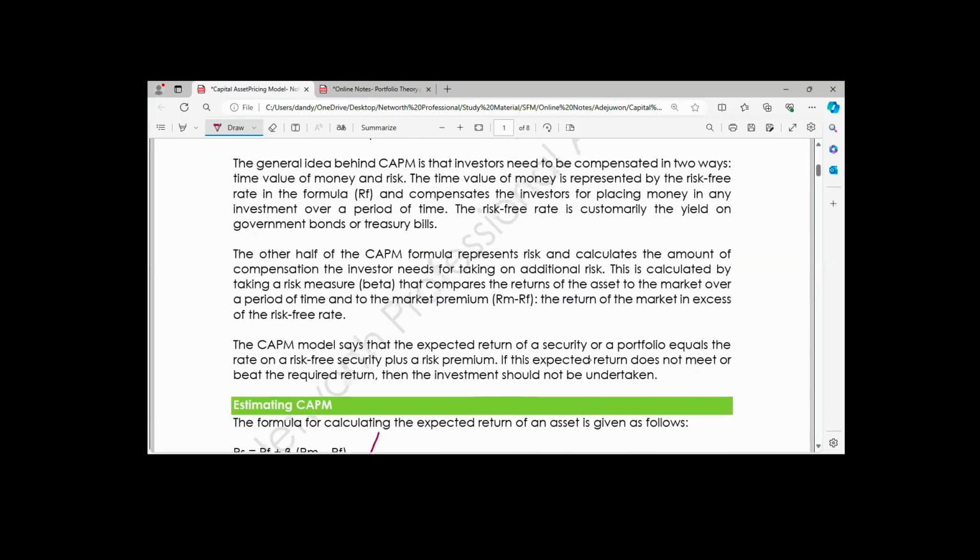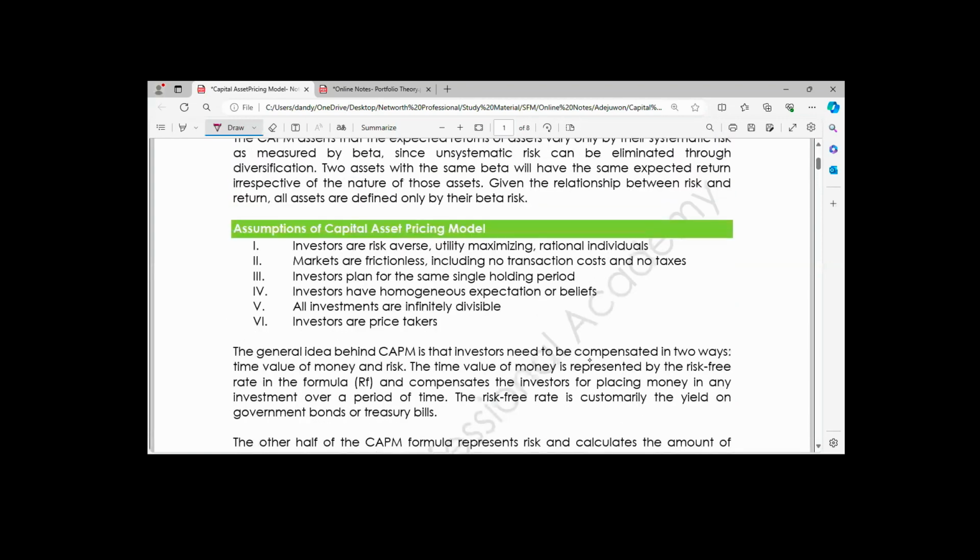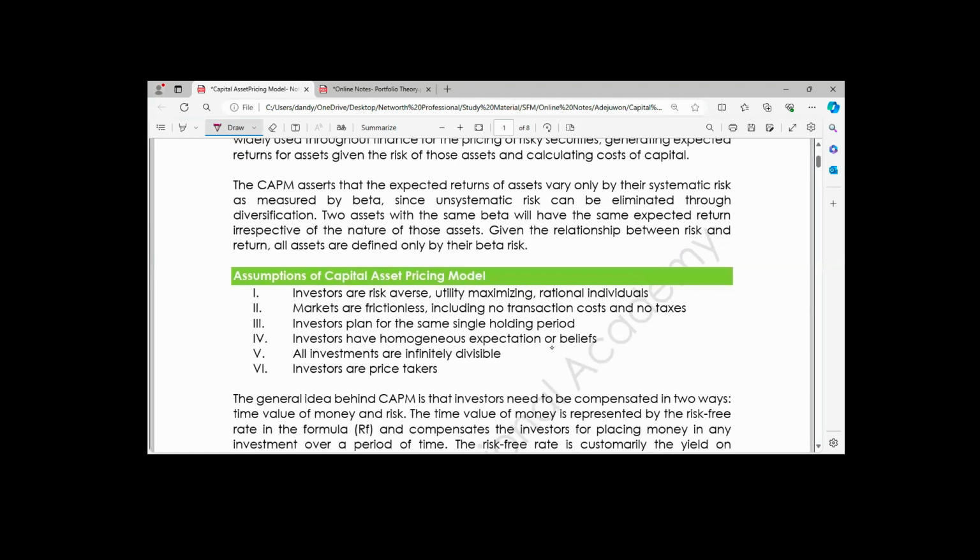Now, let's talk about the assumptions of the capital asset pricing model, because this is an examinable area. Just take your time to review it. One of them is that investors are risk averse, utility maximizing, and rational individuals.